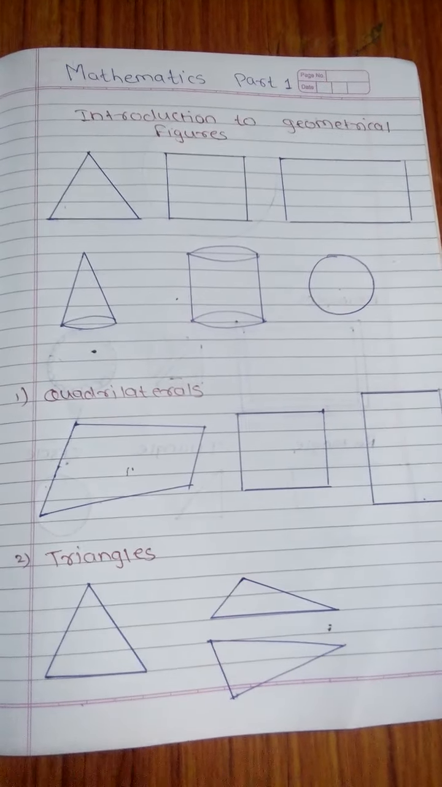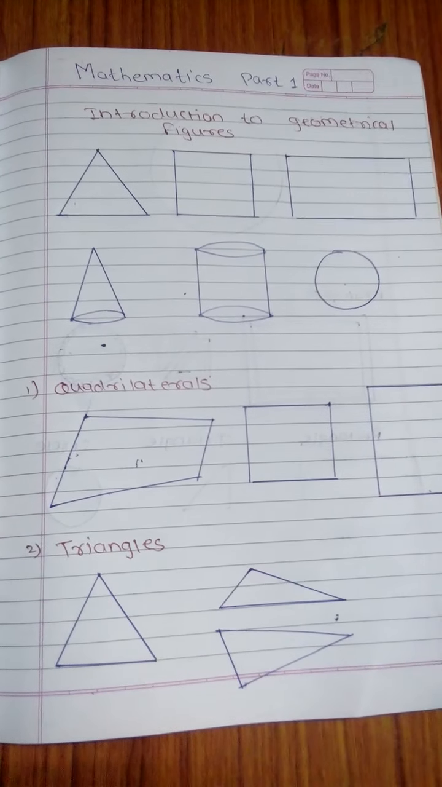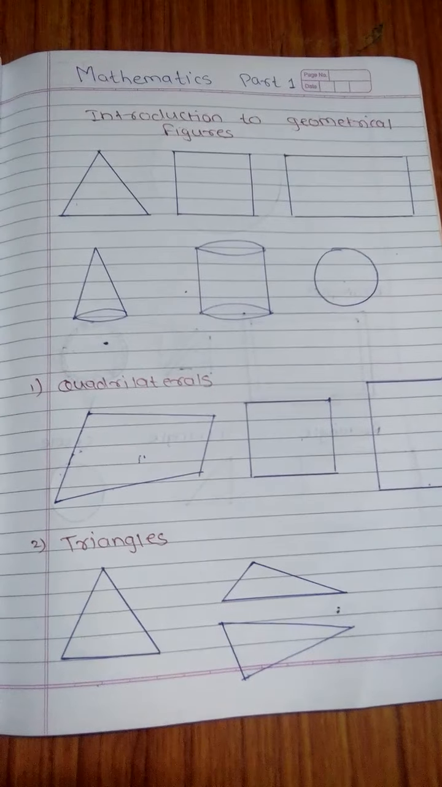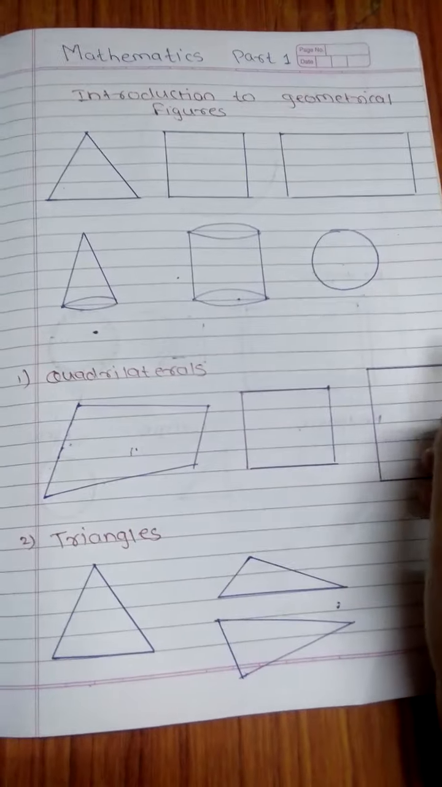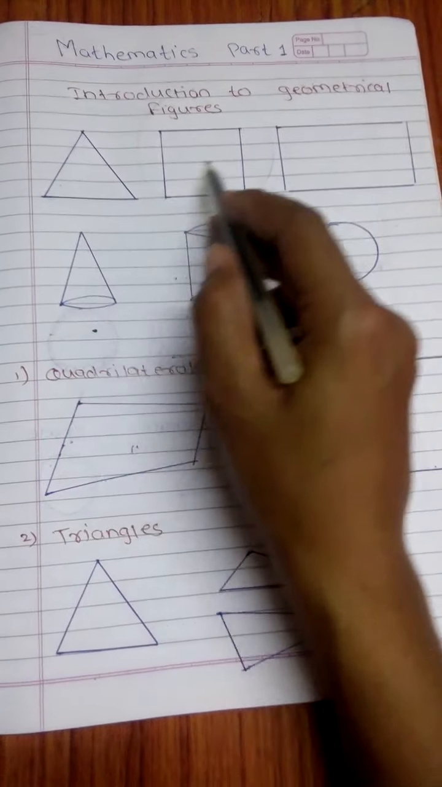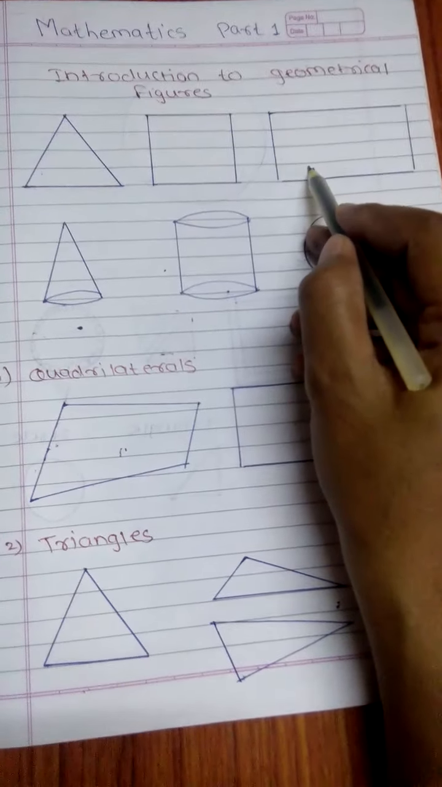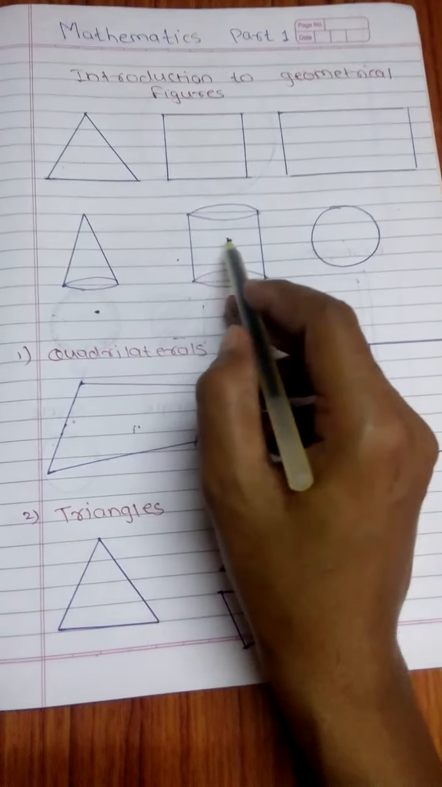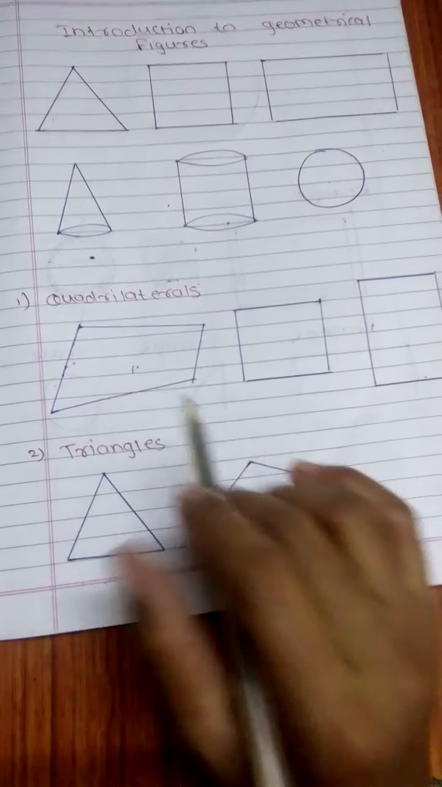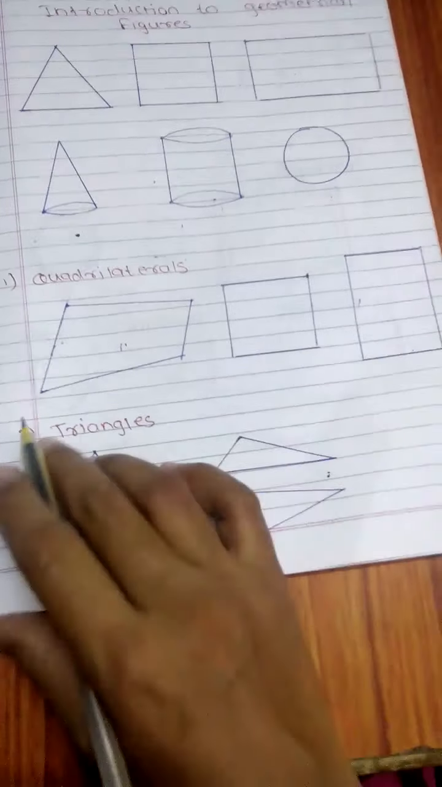Hello student, we will study the first chapter of mathematics, introduction to geometrical figures. In second standard we also studied geometrical figures, that is triangle, square, rectangle, cone, cylinder, circle. In third standard we also have geometrical figures.